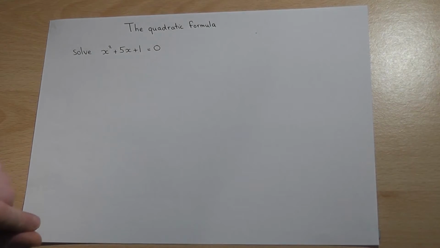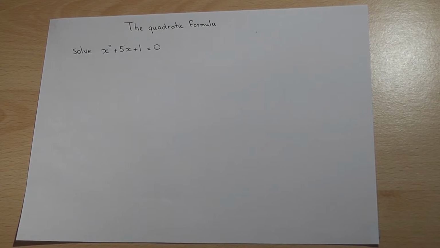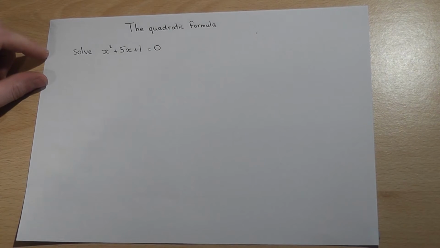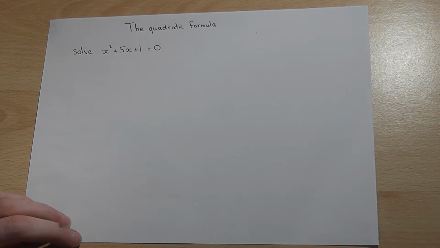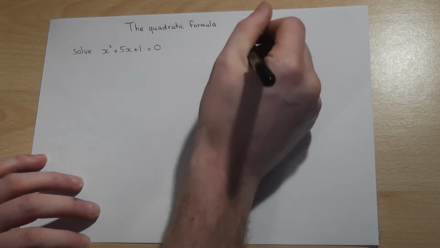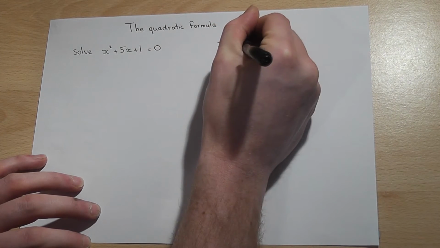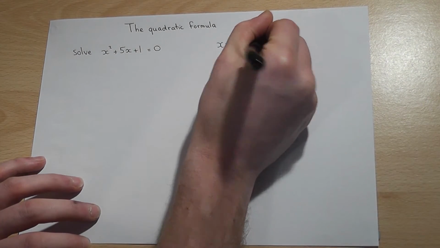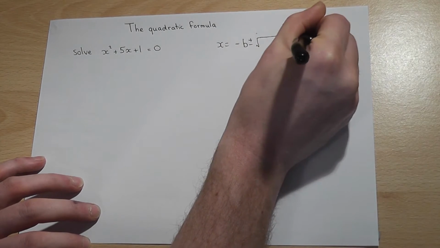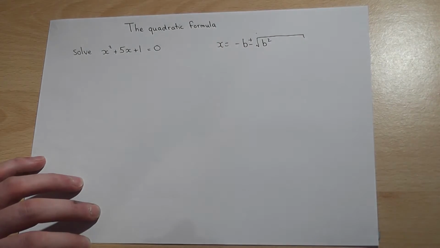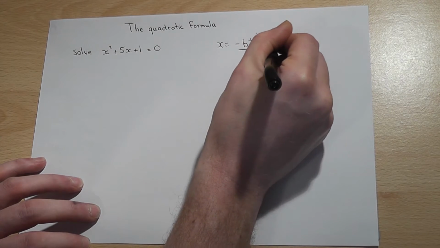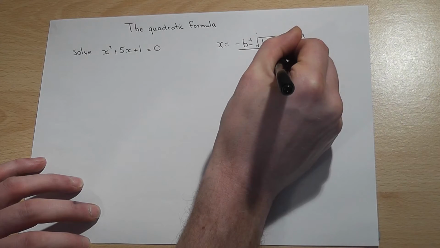This is an example of a quadratic equation, and you're given a formula in the exam you can use to solve these sort of equations. Now the formula you're given looks like this. X equals minus b plus or minus the square root of b squared minus 4ac all divided by 2 lots of a.